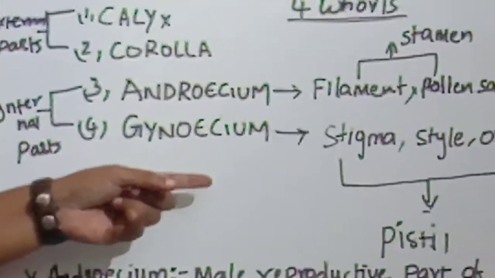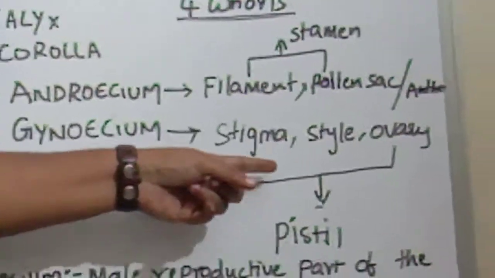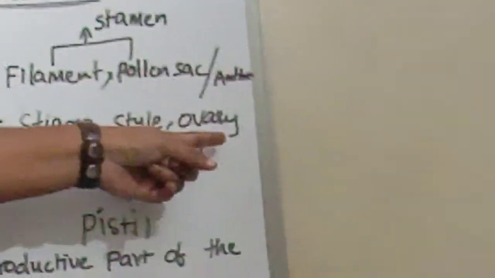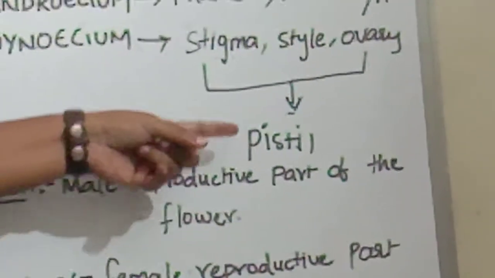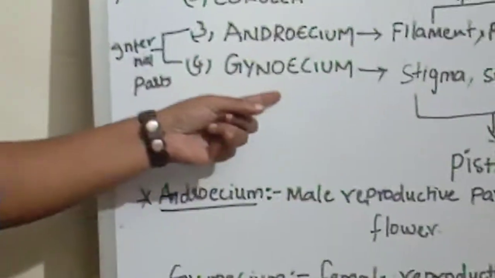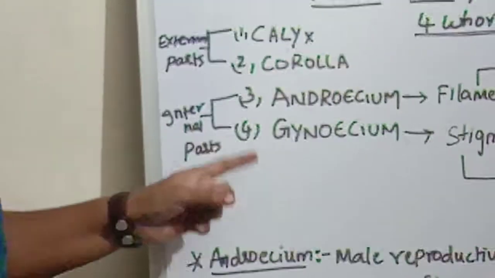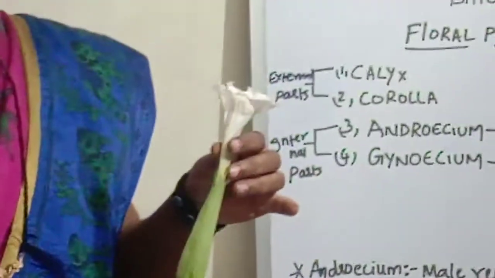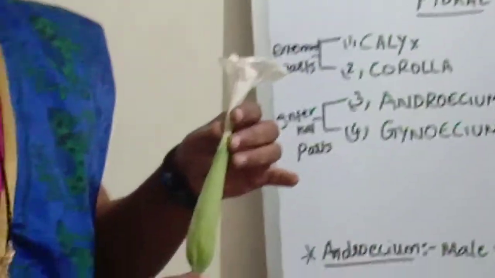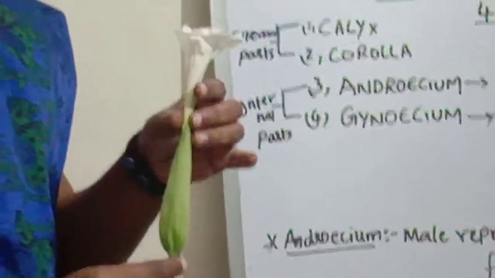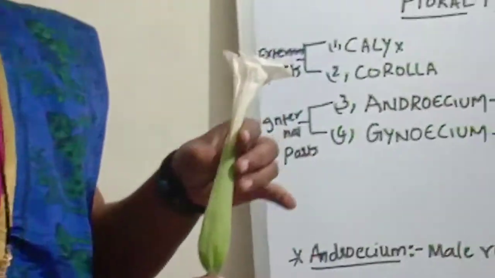Coming to the gynoecium, gynoecium consists of stigma, style and ovary. These three parts together are called the pistil. Pistil is nothing but gynoecium, the female reproductive part of the flower. Now, I took a datura flower to explain the floral parts because datura is a bisexual flower. It contains both male and female reproductive parts.